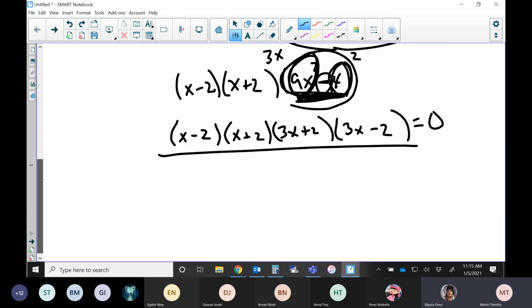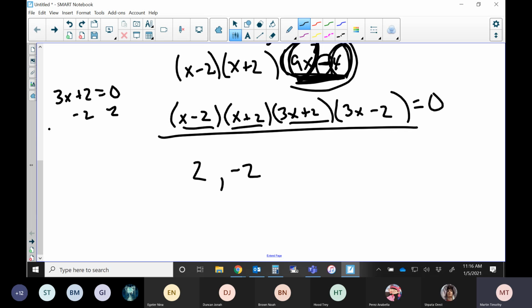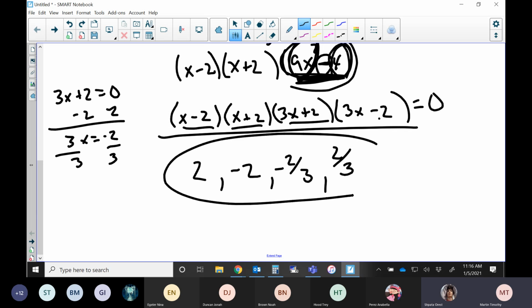Do you have to list the zeros? Yep. So what makes this bubble 0? 2. What makes this one 0? Negative 2. What makes this one 0? Maybe not so straightforward. So you might have to go 3x plus 2 equals 0, and then you minus 2, 3x equals negative 2, and divide by 3. Negative 2 over 3. And then this one is just going to be a positive 2 over 3. So there are my zeros. That makes sense.